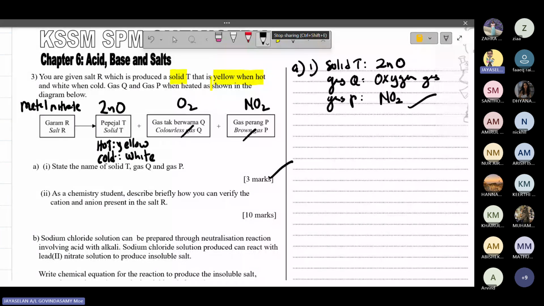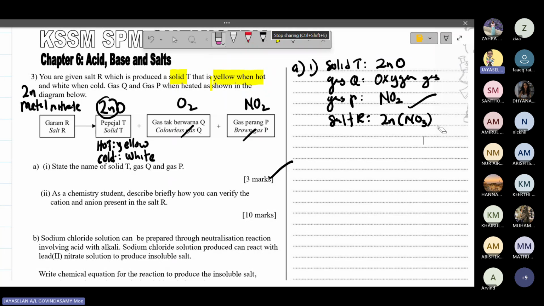Any question? Any question? The next question they will ask you to do the chemical equation, all that. Okay, suppose in the exam they ask what is salt R in SPM. Salt R, take the zinc, put here. So salt R is what? Zinc nitrate. That's all.